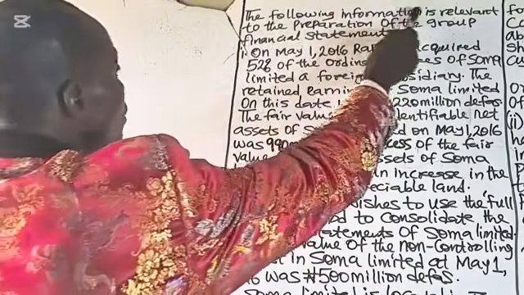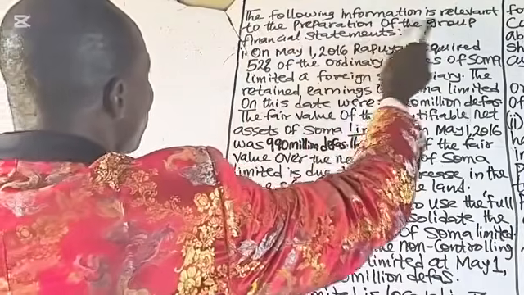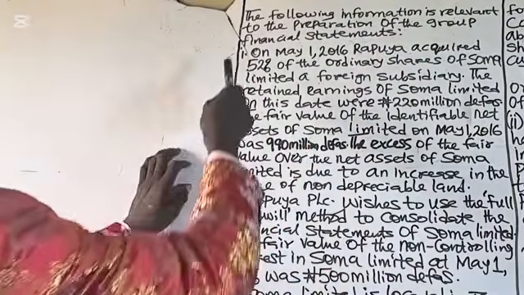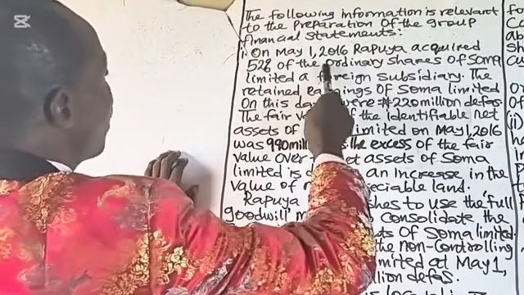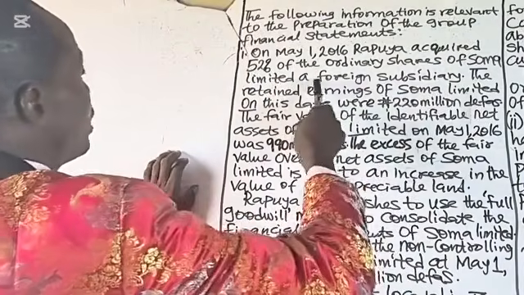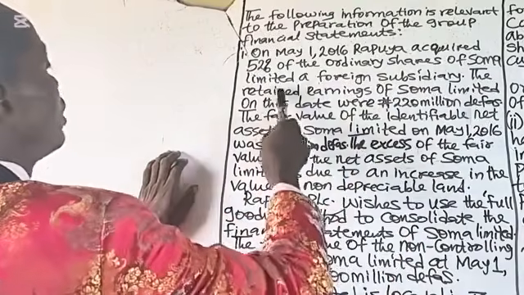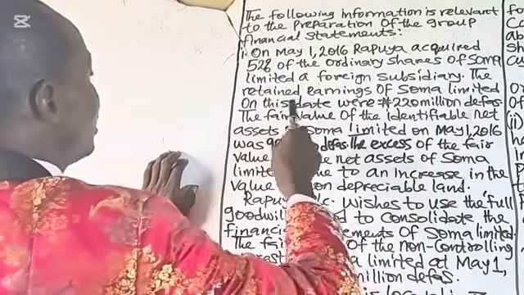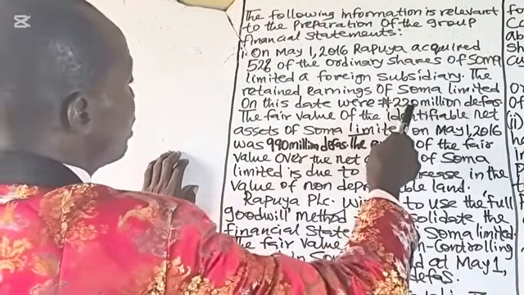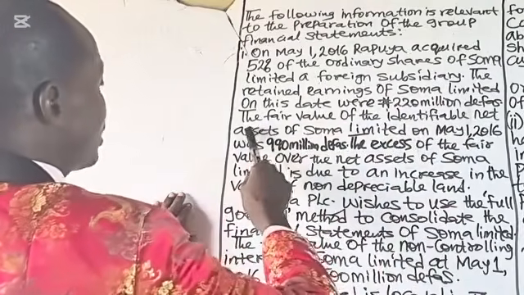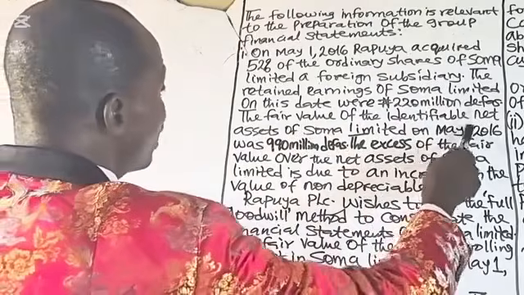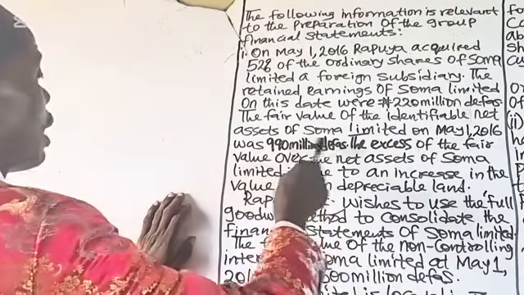The following information is relevant to the preparation of the group financial statements. 1. On May 1st, 2016, Rapuya acquired 52% of the ordinary shares of Soma Limited, a foreign subsidiary. The retained earnings of Soma Limited on this date were 220 million DEFAs. The fair value of the identifiable net assets of Soma Limited on May 1st, 2016 was 990 million DEFAs.